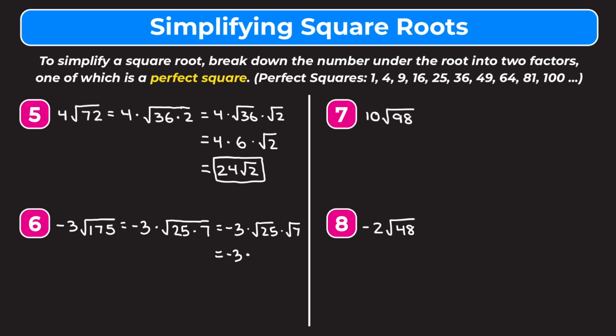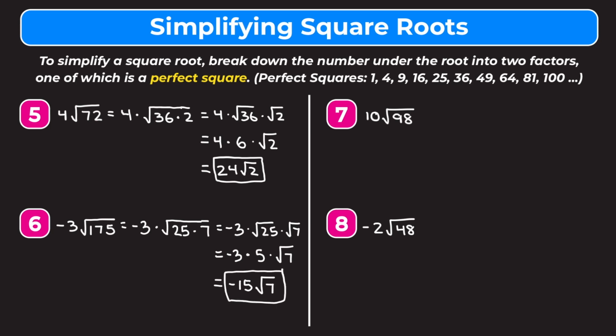And the square root of 25 is 5. So we have negative 3 times 5 times the square root of 7. And finally, multiply the two numbers on the outside. Negative 3 times 5 is negative 15. So we get negative 15 root 7.